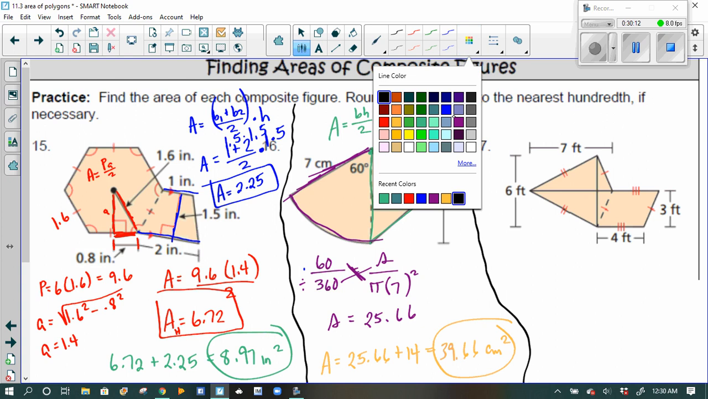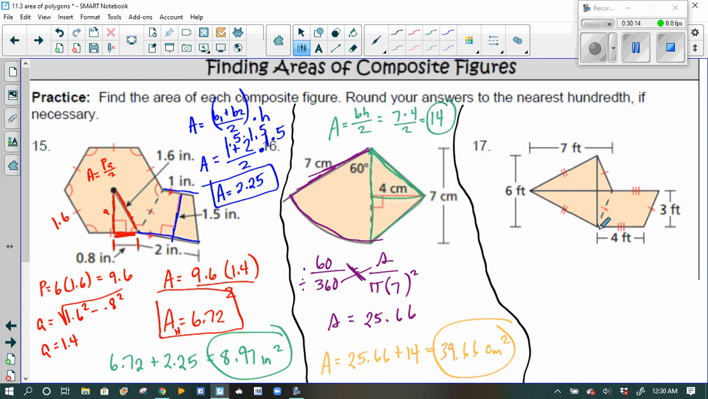All right, so now we have our last figure. So what I see when I look at this is I see a parallelogram and a kite. So I'm going to find the area of the kite. I know this diagonal is 7 and this diagonal is 6. Diagonal 1 times diagonal 2 divided by 2. So the area of the kite, 42 divided by 2 is 21.